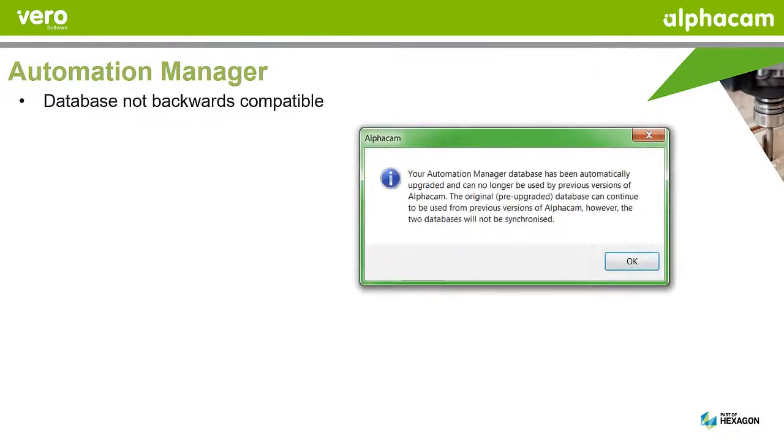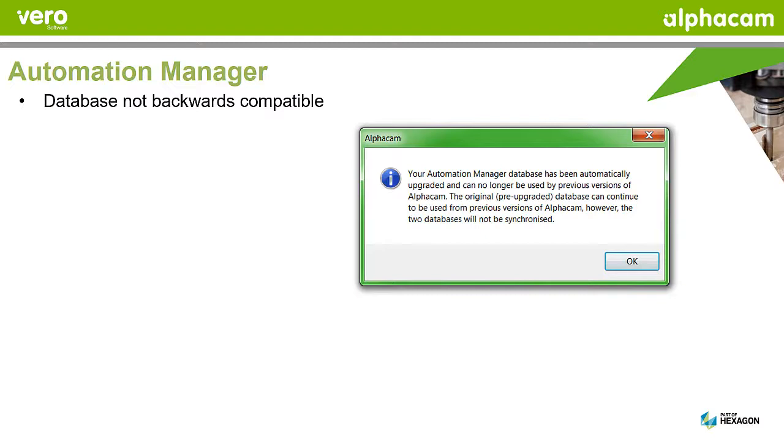The first one we need to consider is that with 2017 R1 we've gone to a new database version. What this means is that when you first start Automation Manager in 2017 R1 you will see this message, and that is to tell you that your database has been updated. Now what will happen is that everything from the previous database will be copied.